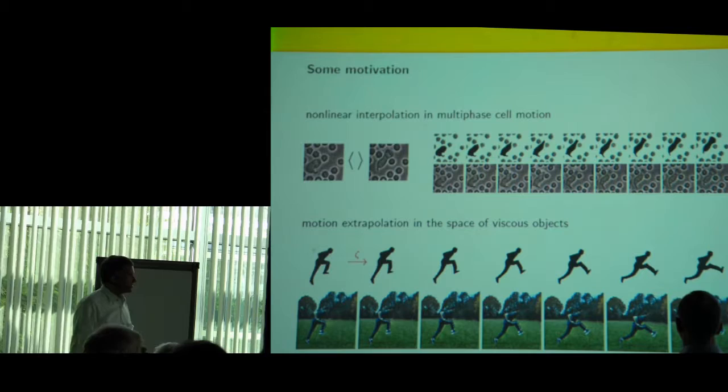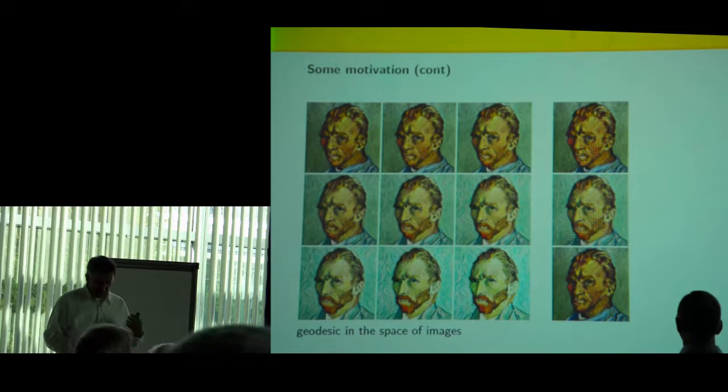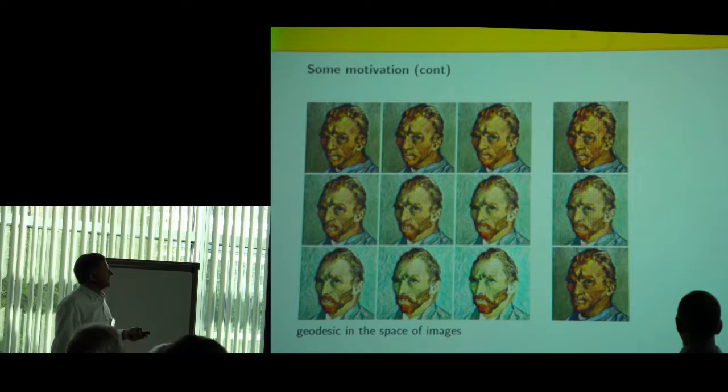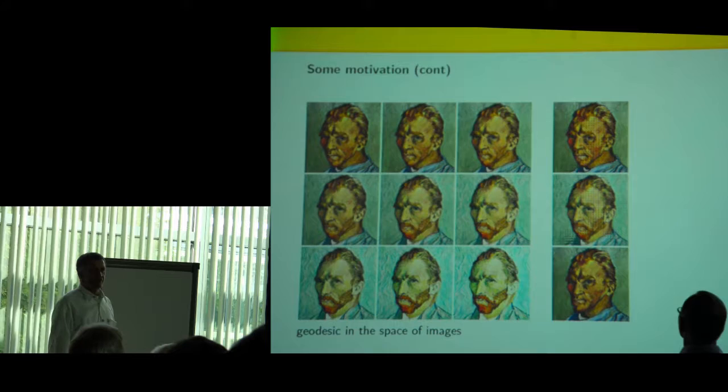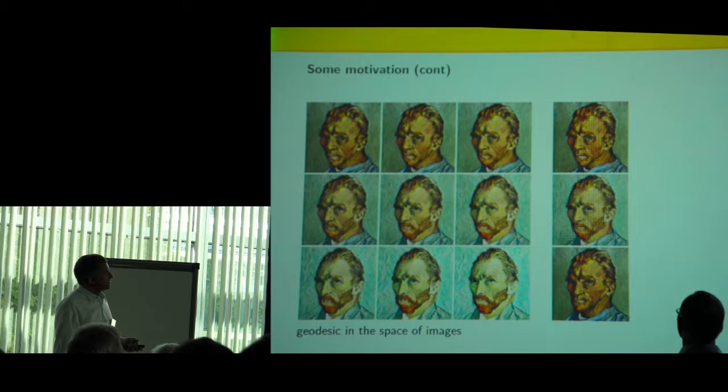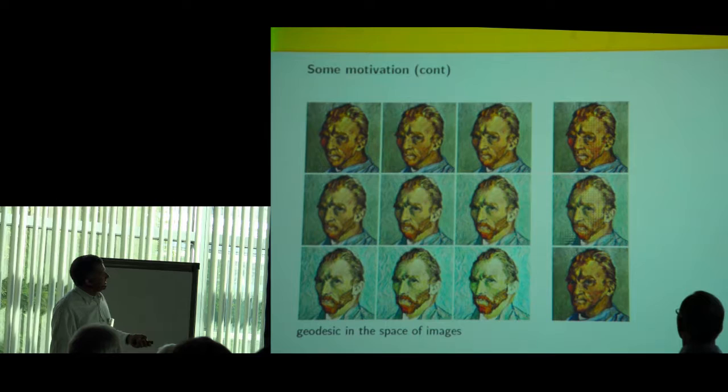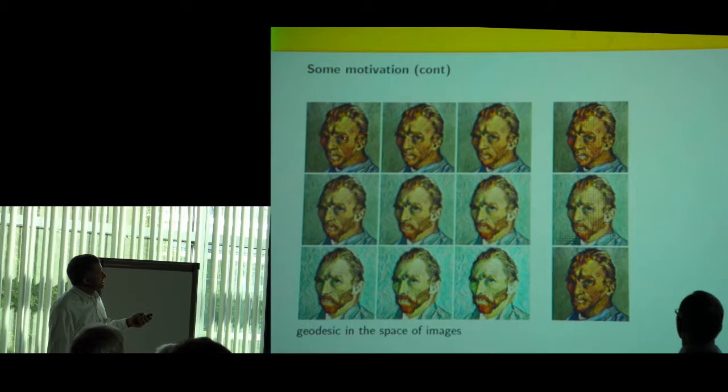So this is just for objects, viscous objects. There is no texture or image intensity so far. Here you see now the blending of one Van Gogh portrait to another one via a discrete geodesic in the space of images. And I will also explain how to do this. And you can do also different things, like pulling back this geometry onto this geometry here and using the texture from up there.